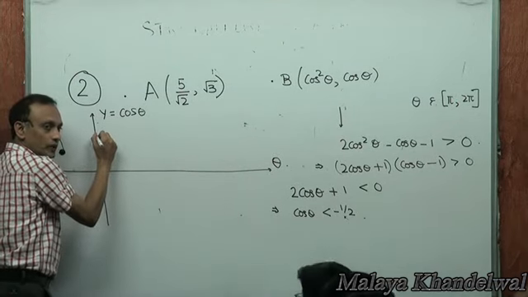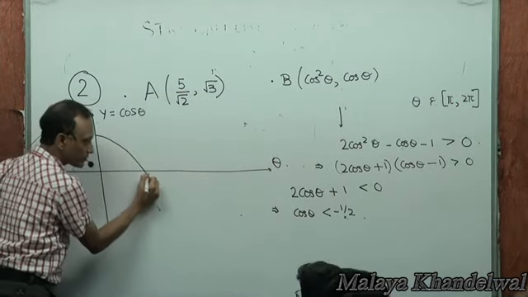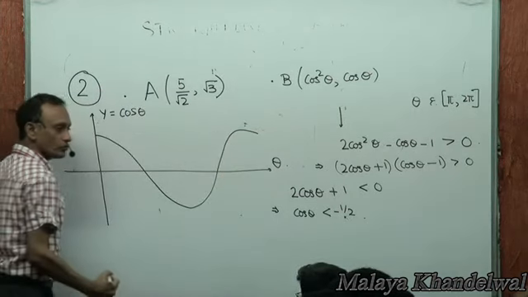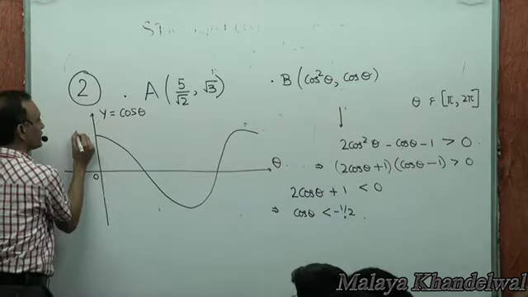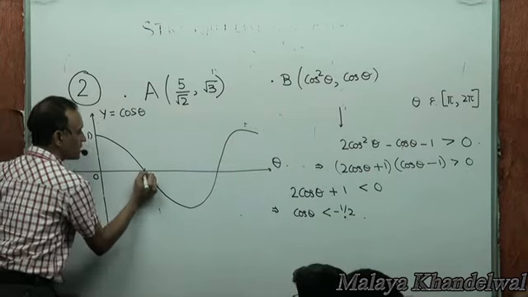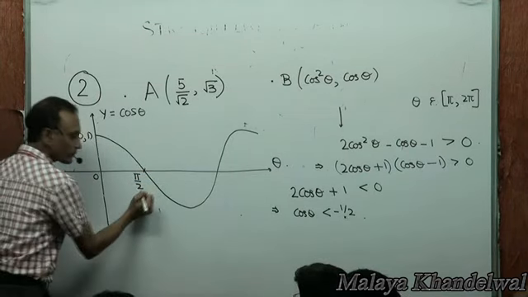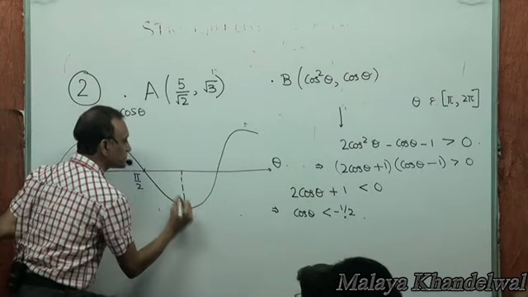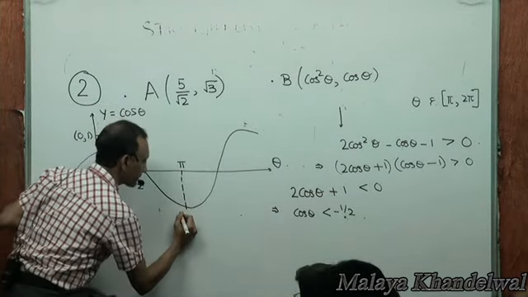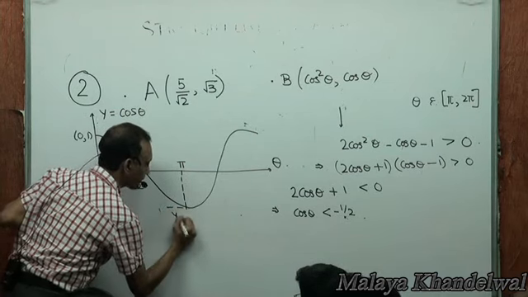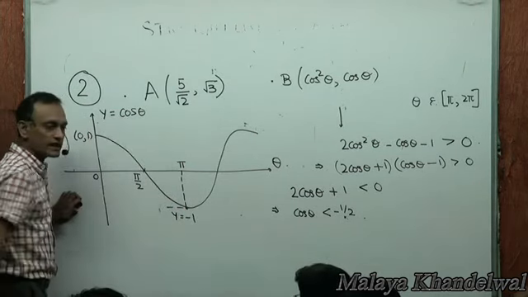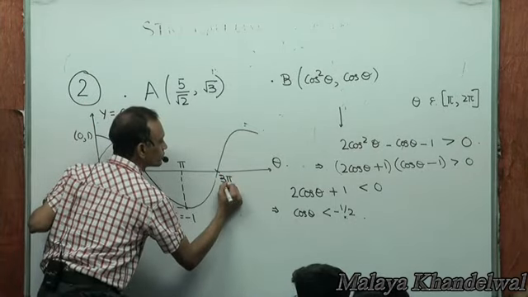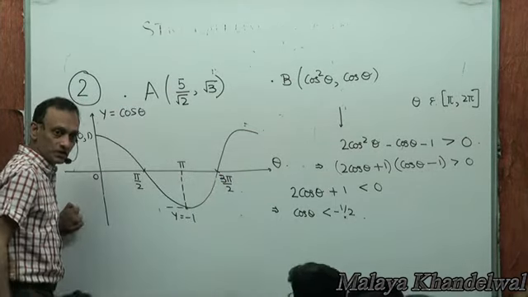At theta equal to 0, it's 1. It goes like this, goes up, does this, and so on and so forth. At theta equal to 0, it's 1. At theta equal to pi by 2, it's 0. At theta equal to pi, it becomes minus 1. Minus 1 for this. Yes or no? Right? At theta equal to 3 pi by 2, it again becomes 0. Cos theta becomes 0. Right?